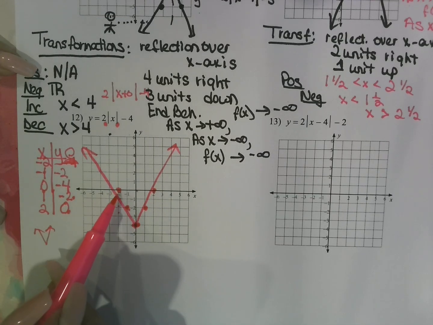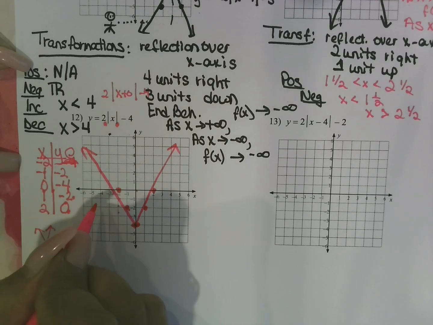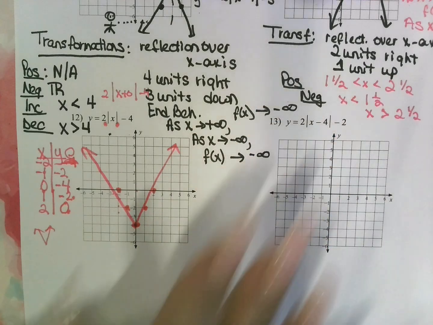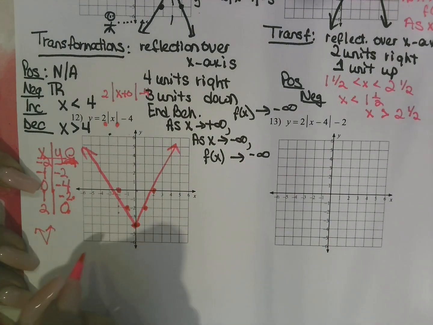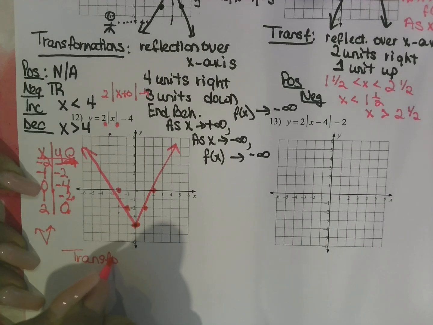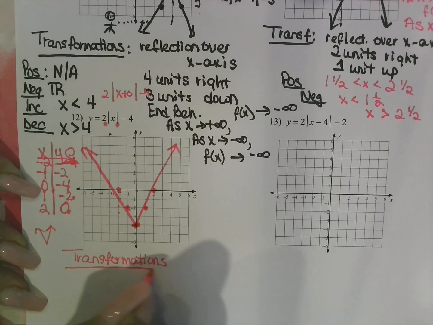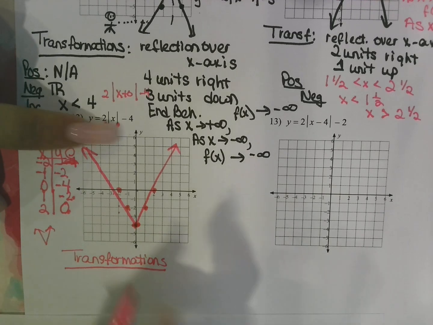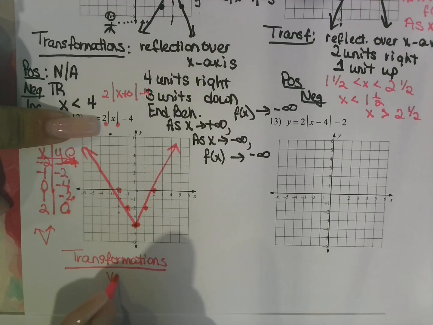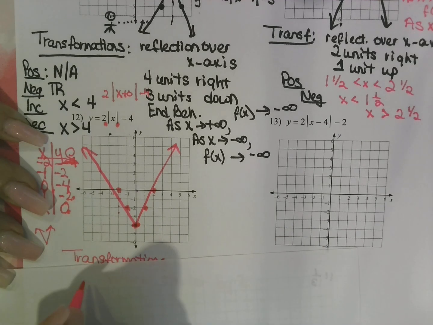Now this one's nice because we have our zeros here. We have zeros at x is -2 and at x is 2, so we don't have to go through what we did with the previous one. All right, transformations. Here I see only 2 transformations. I see a vertical stretch by 2, and 4 units down.